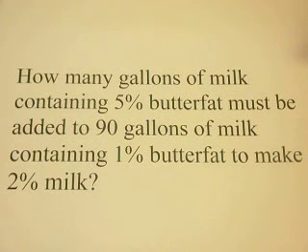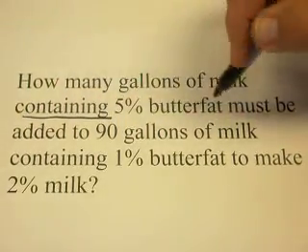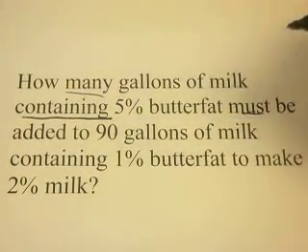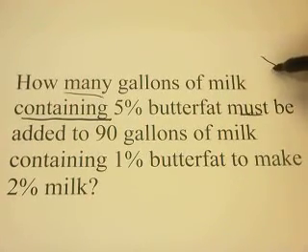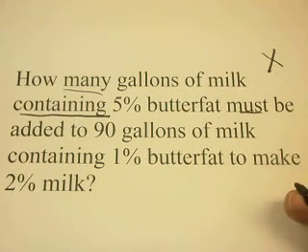This one is dealing with how many gallons of milk containing 5% butterfat must be added to 90 gallons of milk containing 1% butterfat to make 2% milk. So we're looking at how many gallons of the 5% milk is being added. We don't know how much. It's asking how many gallons. So when we've got a question like that, I'm going to make that my x, and we'll go ahead and show you how I set this up.